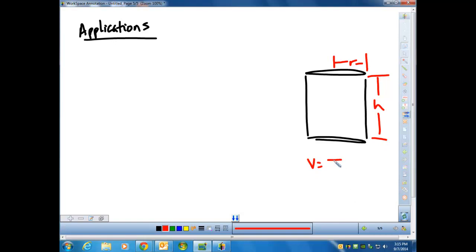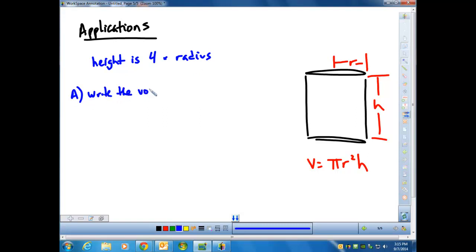Okay, and if you remember, the volume formula for a cylinder is pi r squared times the height. So again, the height is 4 times as much as the radius. Okay, so two questions you got to do for me. The first one, I want you to rewrite the volume formula for the can, but I want you to write it as a function of the radius r. Now when I say that, all that really means is rewrite the volume formula so that the only variable you see in that is r.